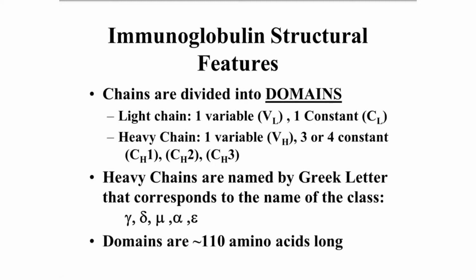Each domain is about 110 amino acids long with a single intrachain disulfide bond. Now, that's not a number I expect you to remember. It's not going to be a big deal, but I would like you to keep it in mind at least through this morning, because I'm going to use that number when we describe some of the characteristics of how the genes that encode for these molecules actually are expressed.